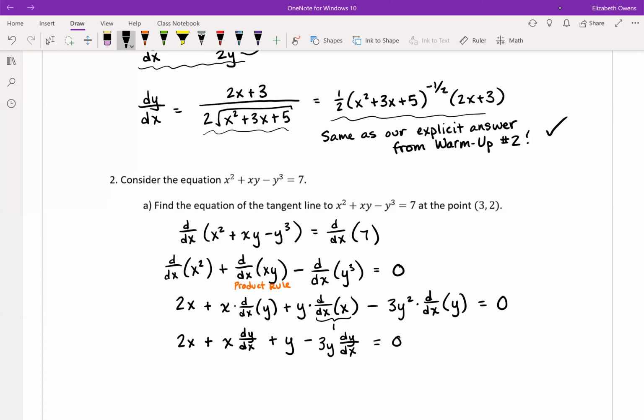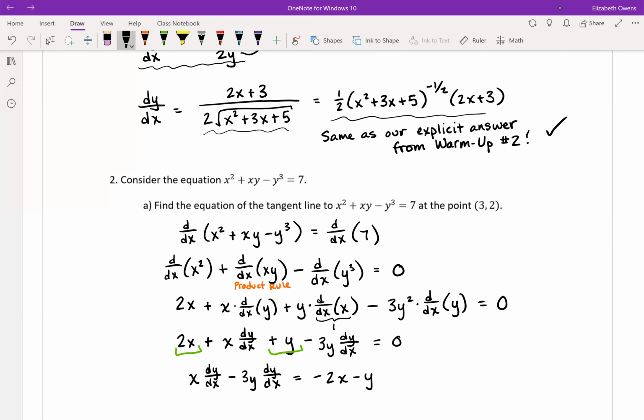Okay, so to get our true derivative here, in order to find the slope, we need to solve for the derivative dy/dx. So we need to get that guy by itself on one side of the equation. So let's group all our terms with dy/dx to one side. x dy/dx minus 3y squared dy/dx. And then we'll subtract everything else over to the other side of the equation. So you can move your 2x and your y.